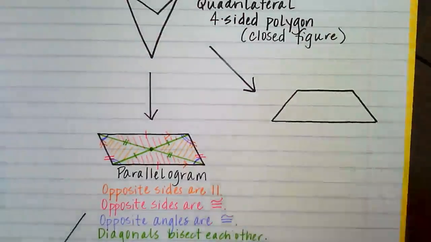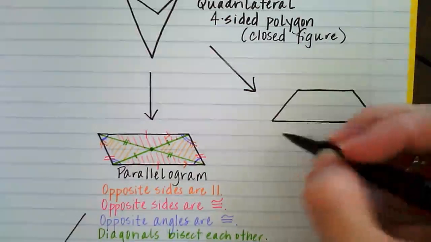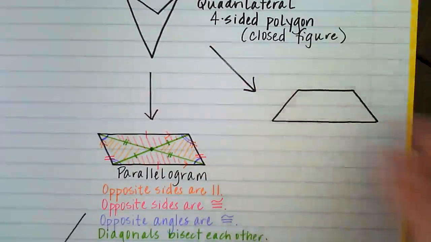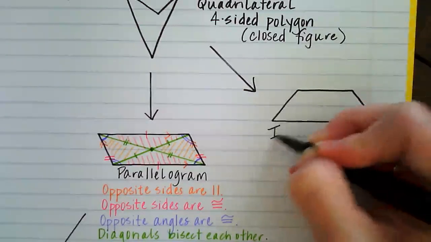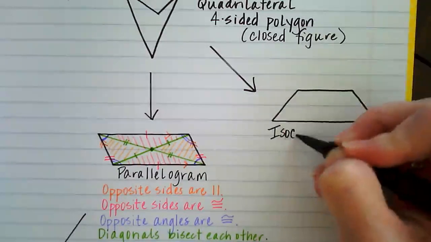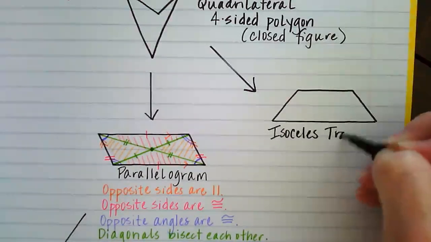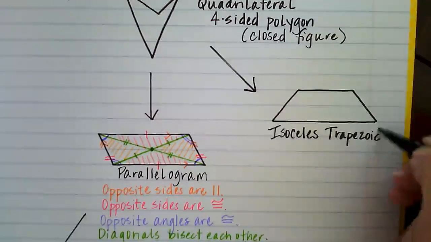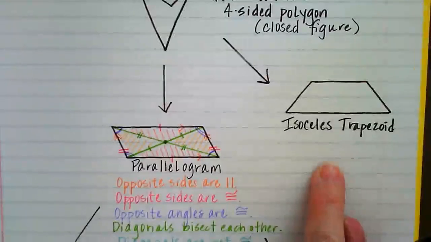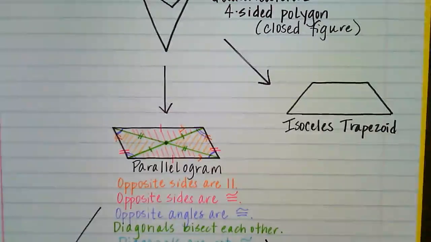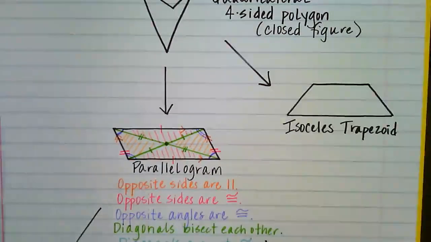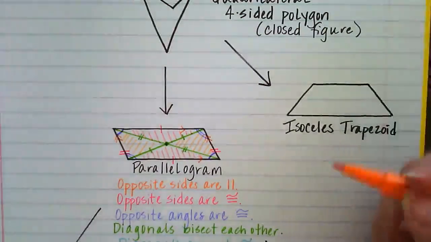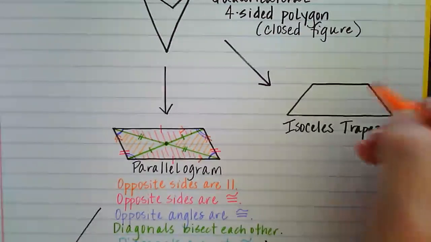Okay, so an isosceles trapezoid. There is a trapezoid and then a little family tree of trapezoids. We're only going to work with the isosceles one. Now, since the isosceles trapezoid is not a descendant of a parallelogram, it's not going to have the same characteristics. It does, however, have the characteristics of a quadrilateral, which means it has four sides. But what's different about the trapezoid is that there's one pair of parallel sides.